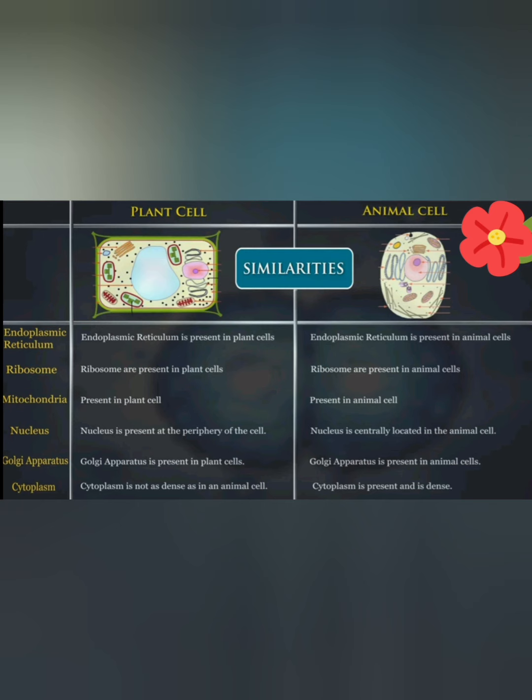Mitochondria is present in plant cell as well as animal cell. Nucleus is present at the periphery of the cell in plant cell. Nucleus is centrally located in the animal cell, meaning nucleus is present in both the cells. Golgi apparatus is present in plant cells as well as in animal cells. Cytoplasm is not as dense in plant cell as in animal cell. Cytoplasm is present and is dense in animal cell.